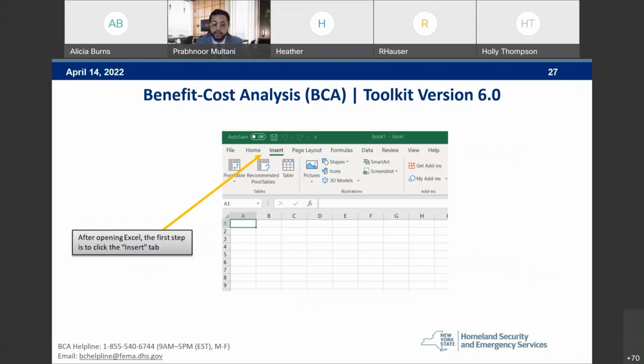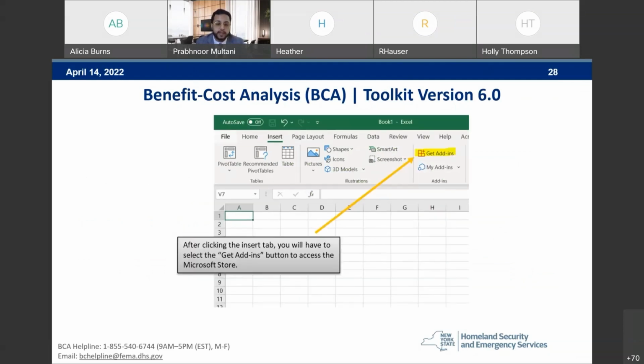Once you have downloaded that Excel template, go ahead and open it up. Once you are inside Excel, you will need to go into the Insert tab. Then the next step will be clicking the Get Add-ins button, and that will allow you to access the Office add-in store.